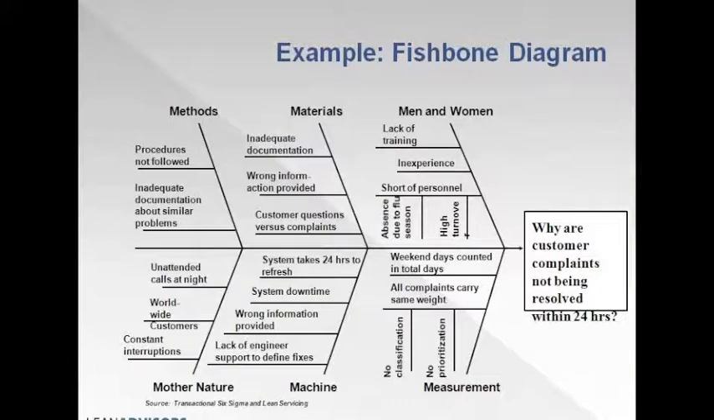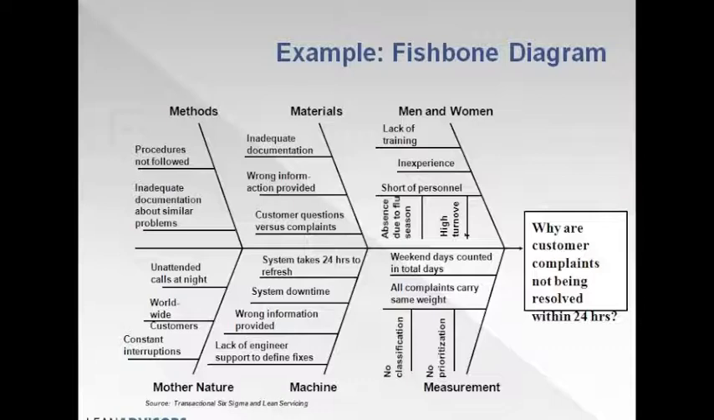Well, it could be the men and women, it could be materials, it could be methods, it could be Mother Nature, it could be machines, it could be measurements. All these things are the big categories. And then below that are the subcategories that we want to address. What are those things within the category?